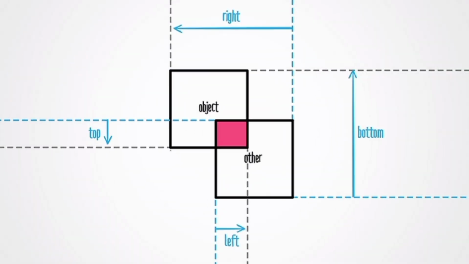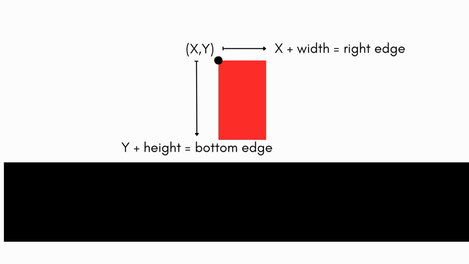Okay, let me explain the collision system. We are going to use the AABB collision system because all our bounding boxes are rectangles. Here is how it works. Our player and the platforms have x and y coordinates on top left. So if we just add width to x, we get the right edge. Likewise, if we add the height to y, we get the bottom edge.